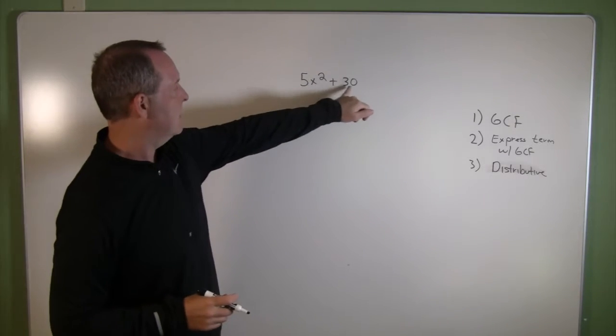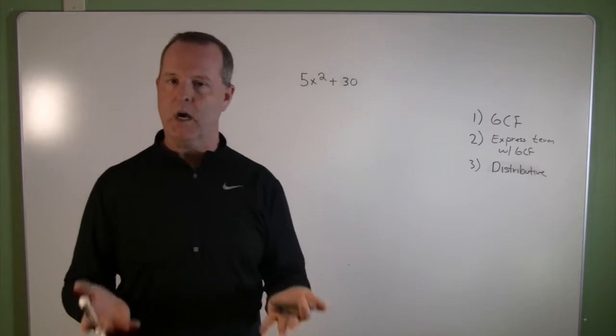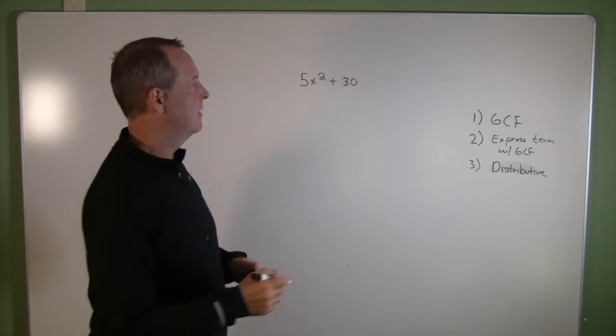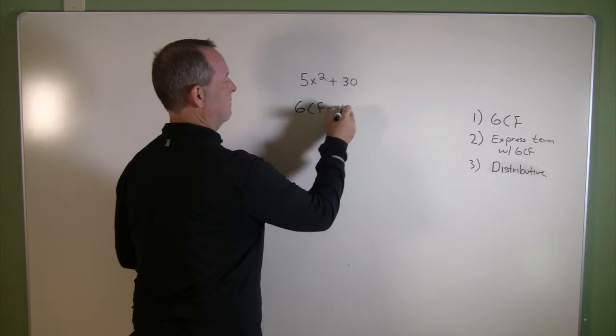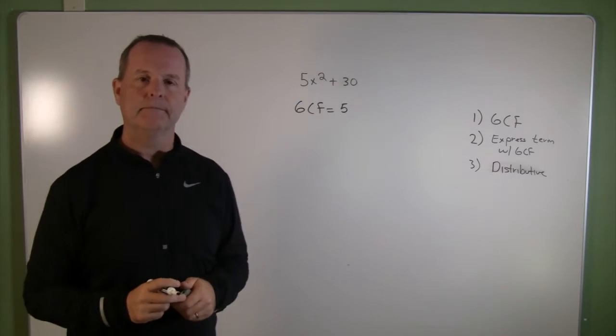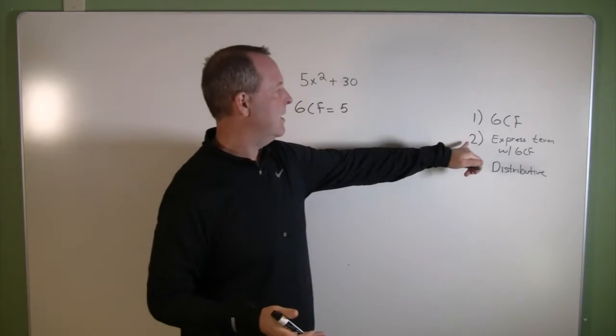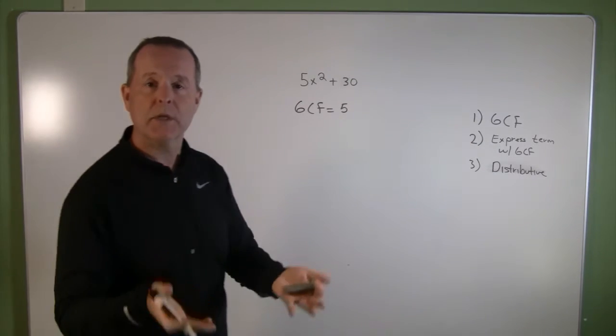Then look at the constants, 5 and 30. And what's common between those? 5. So I would say that my greatest common factor is a 5.